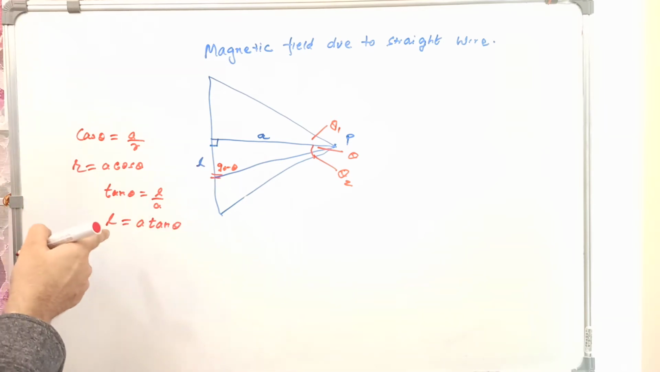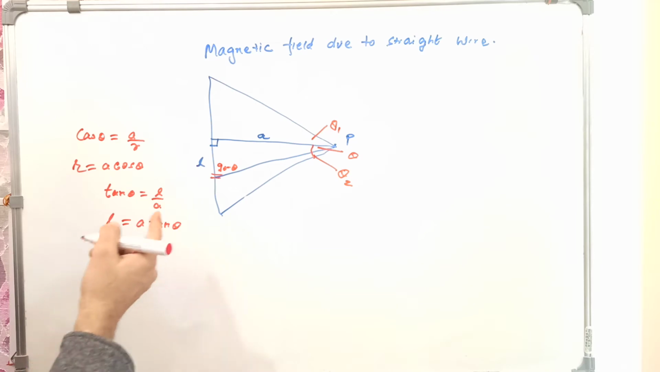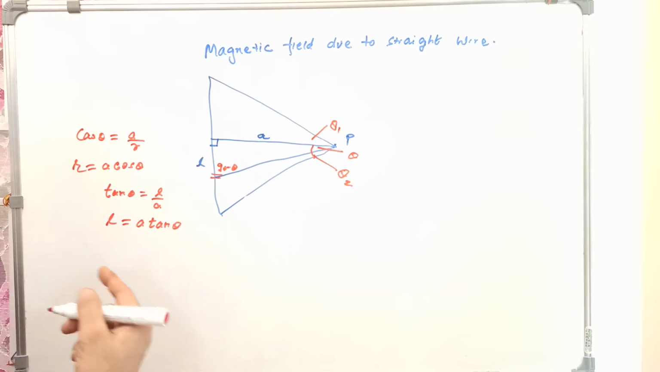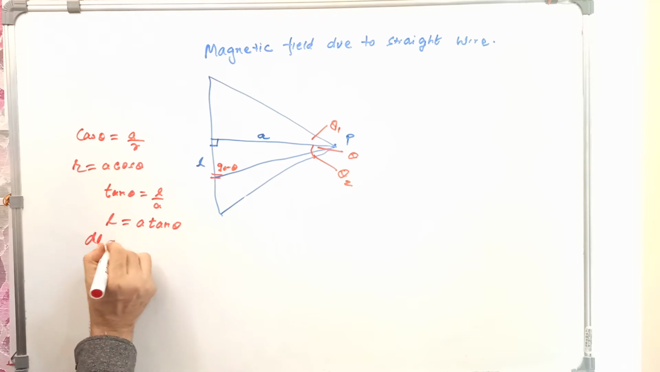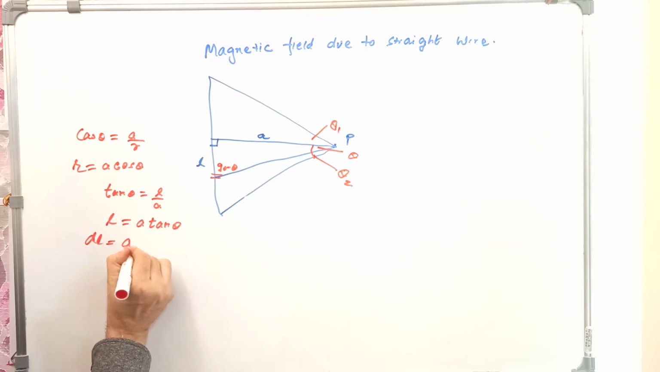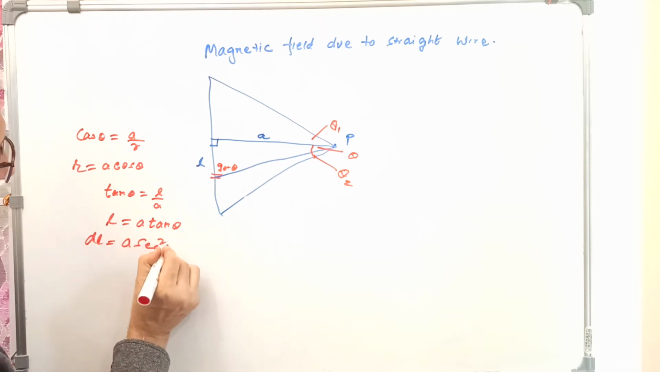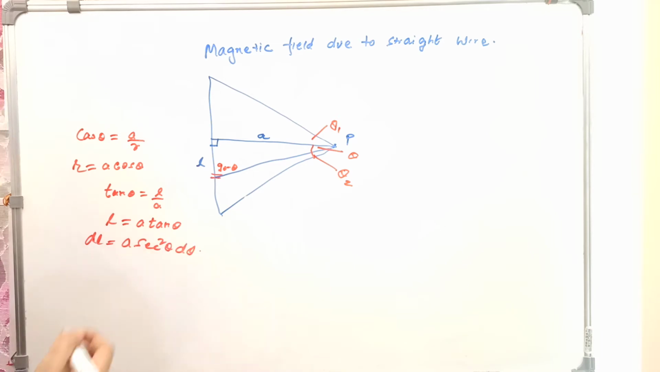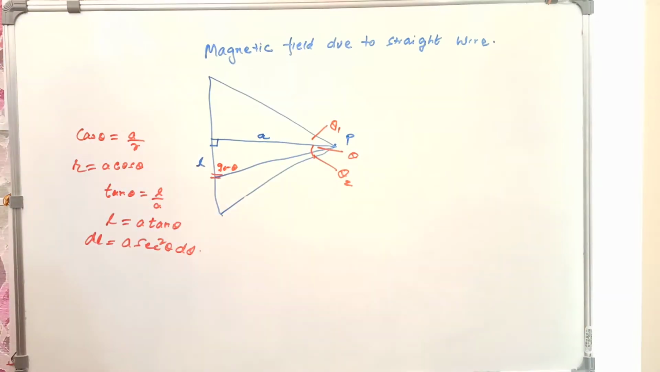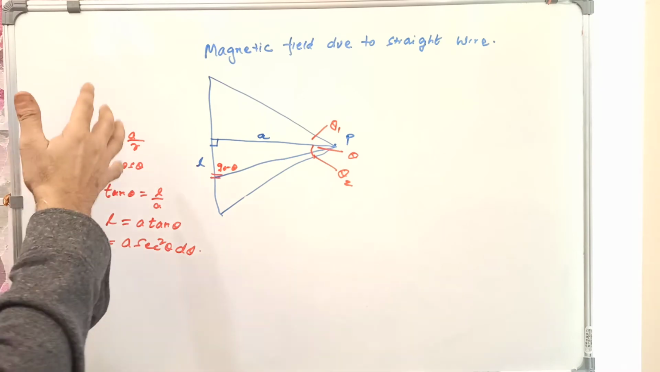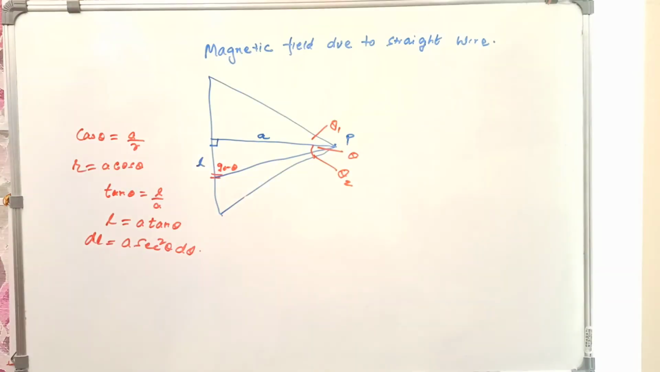Now with the simple differentiation which we know a bit, we will differentiate both sides. dl is equal to A sec square theta d theta. Okay, now leave it aside. Now we are preparing something, and this is one of the ingredients which we would be putting there.